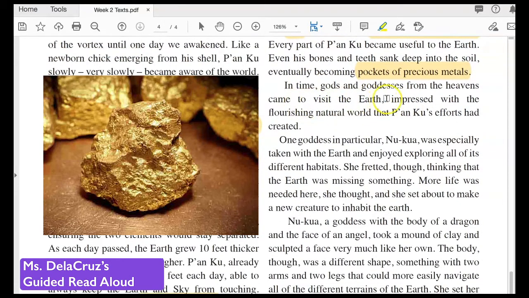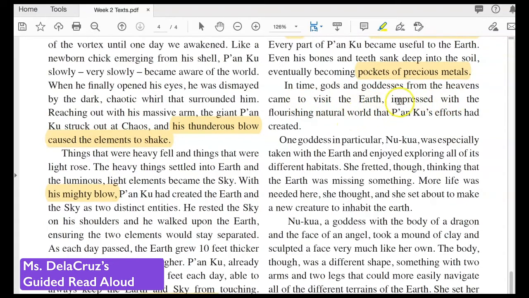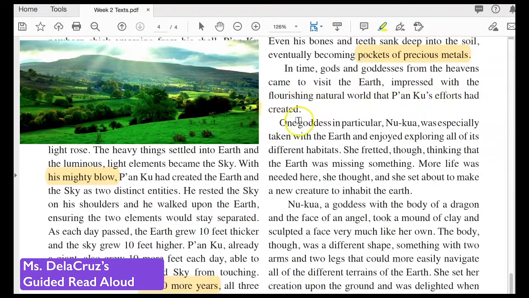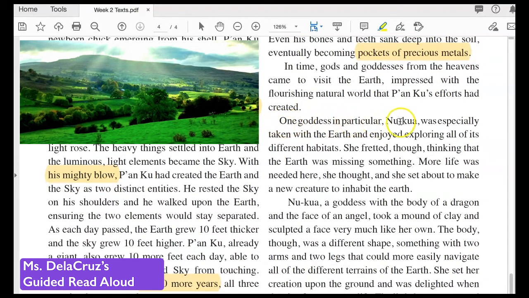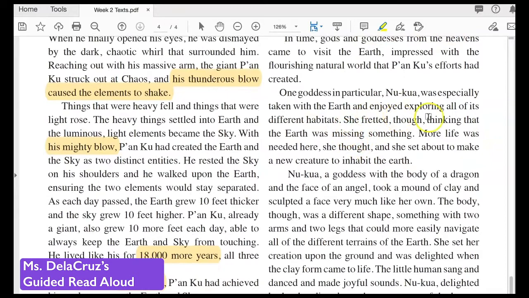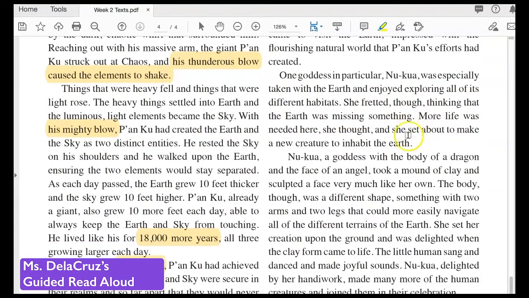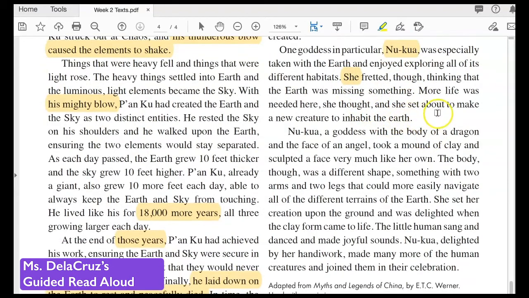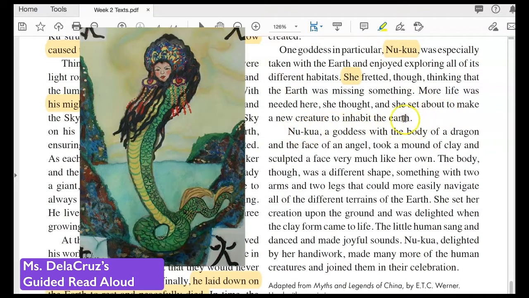In time, gods and goddesses from the heavens came to visit the earth, impressed with the flourishing natural world that Panku's efforts had created. One goddess in particular, Nukwa, was especially taken with the earth and enjoyed exploring all of its different habitats. She fretted, though, thinking that the earth was missing something. More life was needed here, she thought. So we know that now Nukwa has entered. She's a woman. She thought, and she set about to make a new creature to inhabit the earth.